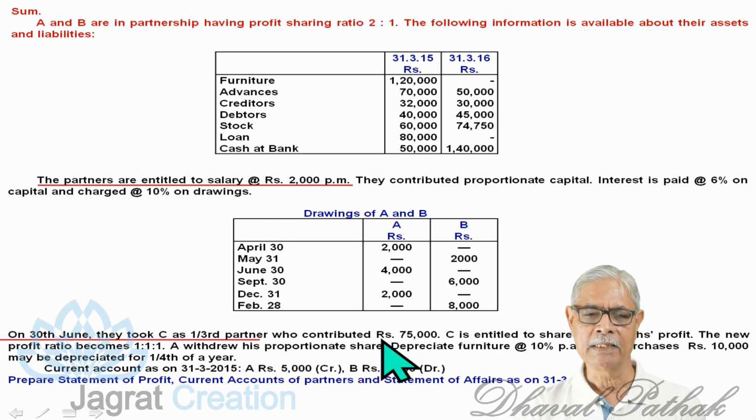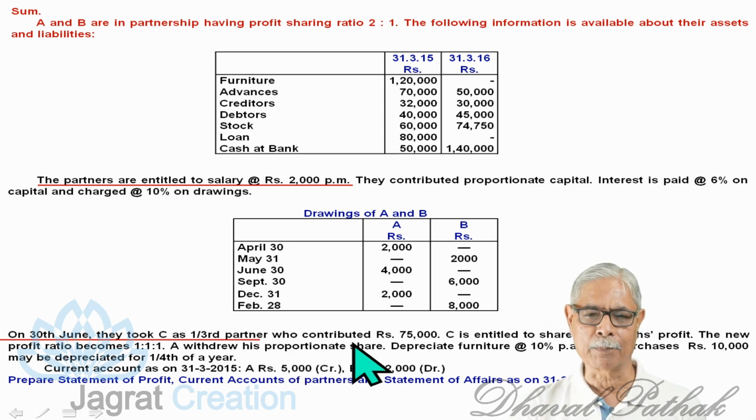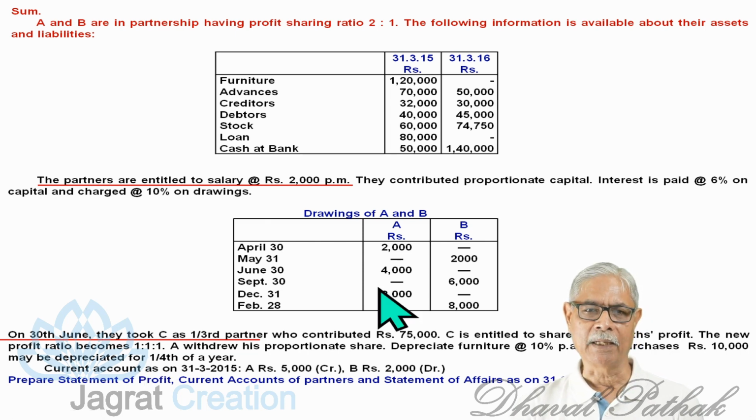For that, he brings 75,000 as the proportionate capital. So 1/3 share proportionate capital is 75,000. That C brings, and C is getting his share in profit from A, because A's share before admission was 2/3. Out of that, he has given 1/3 share to C. For 1/3 share, C brings capital of 75,000. That will be withdrawn by A, and whatever the capital that B was having will remain same throughout the year.